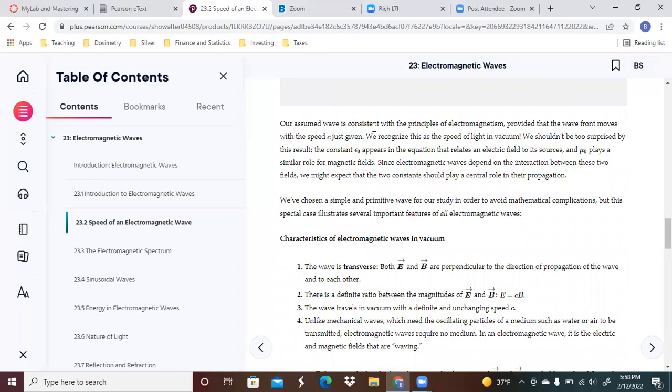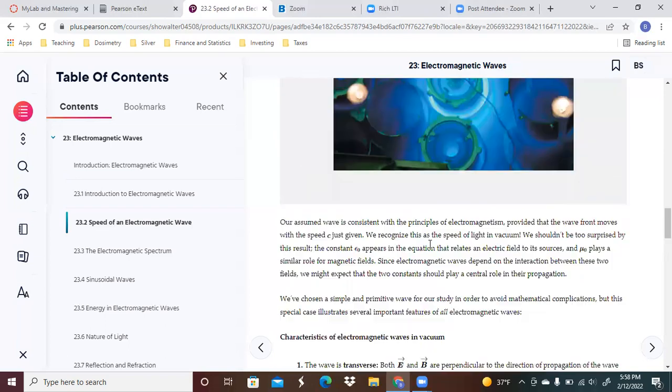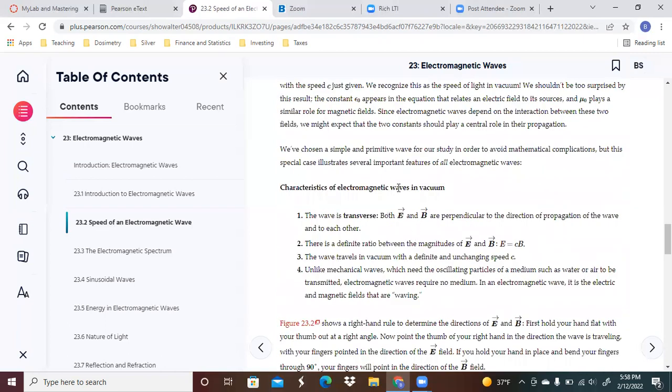So our assumed wave is going to be consistent, back to this situation right here, with the principles of electromagnetism, provided the wavefront moves with the speed just given. We recognize this as the speed of light in a vacuum. And the epsilon naught appears in the equation that relates an electric field to its sources, and mu naught plays a similar role for magnetic fields. So this is for electric fields, this is for magnetic. Since the electromagnetic waves depend on the interaction between these two fields, we might expect that those constants would in fact play a role, which they do.